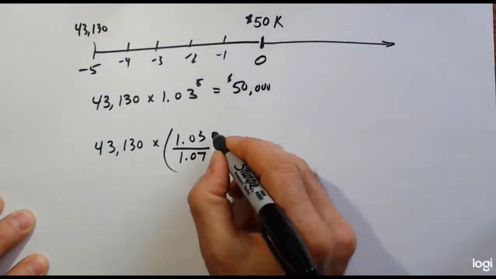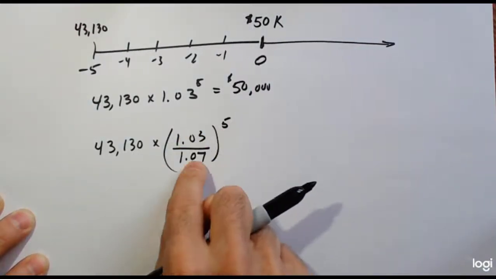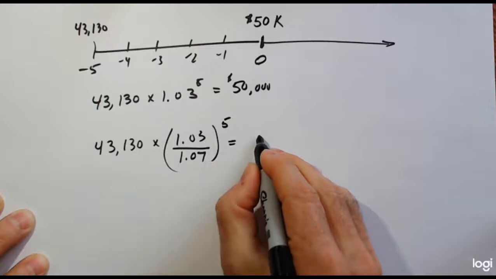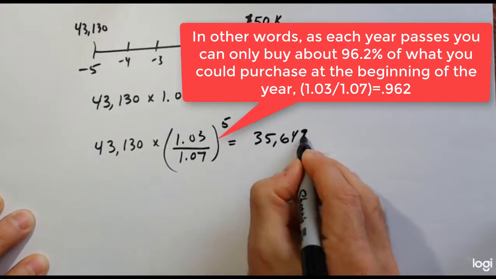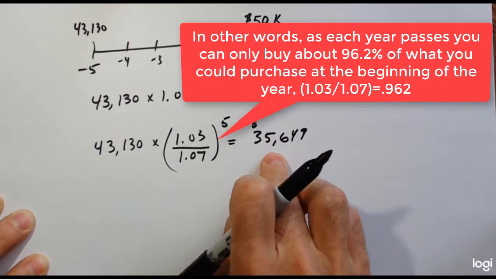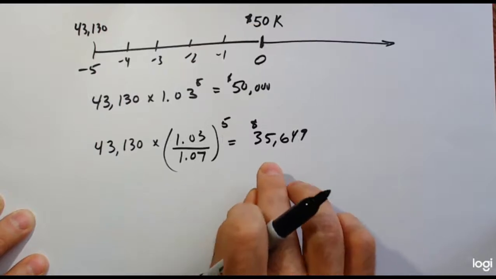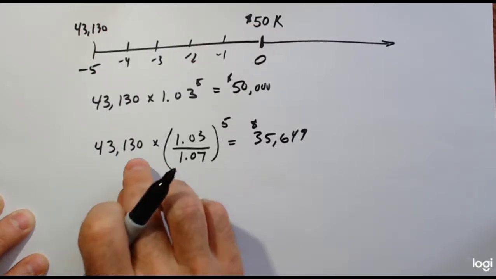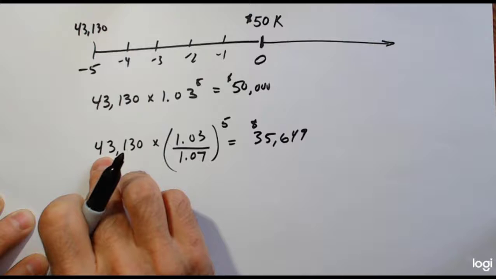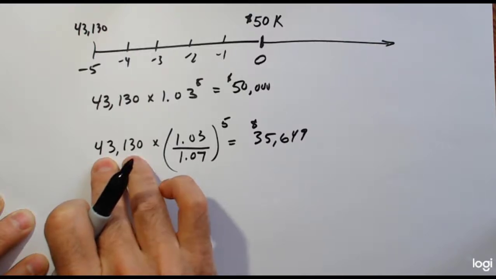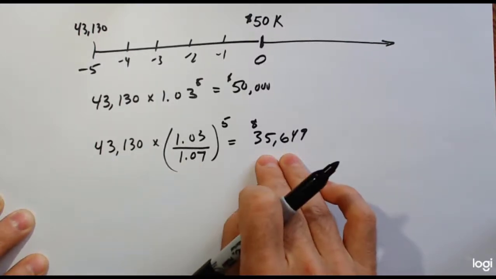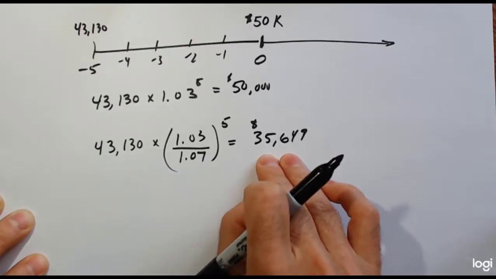So if we track that, take it to the fifth power, that relationship, we'll get 35,649. That is our gain in purchasing power. Well, I should say decline in purchasing power. We could originally buy goods and services worth 43,000. Now we can only buy a little more than 35,000. So we've dropped off nearly $8,000 in purchasing power.